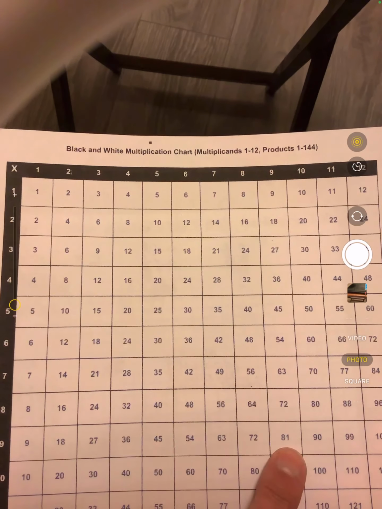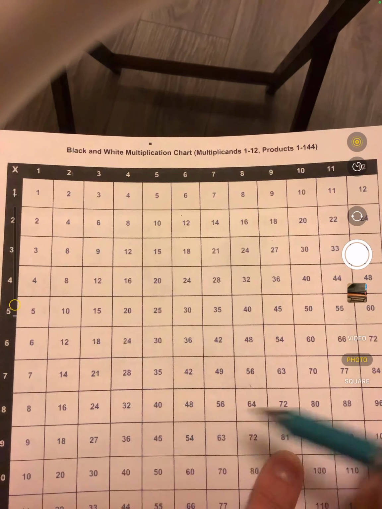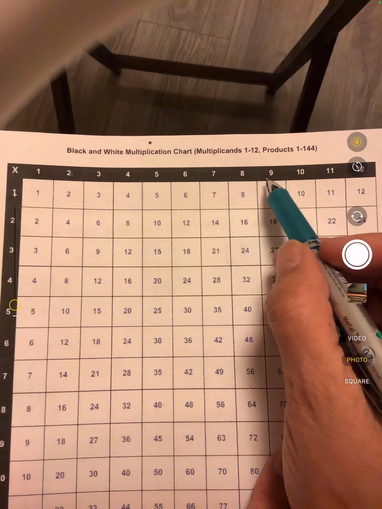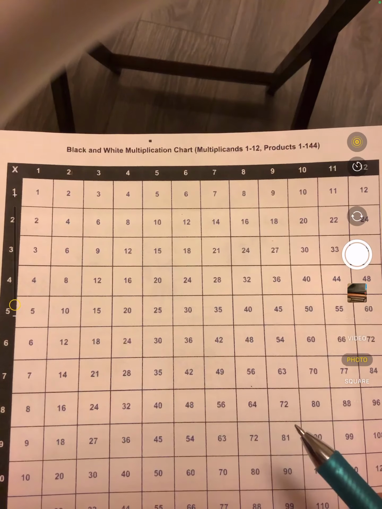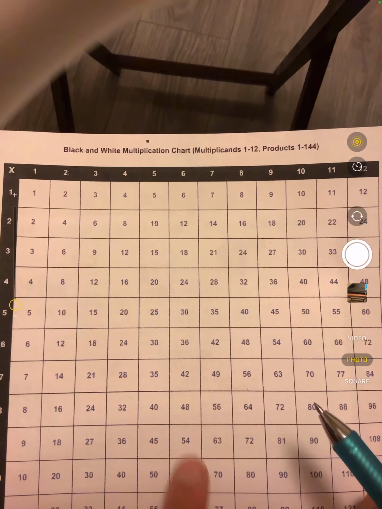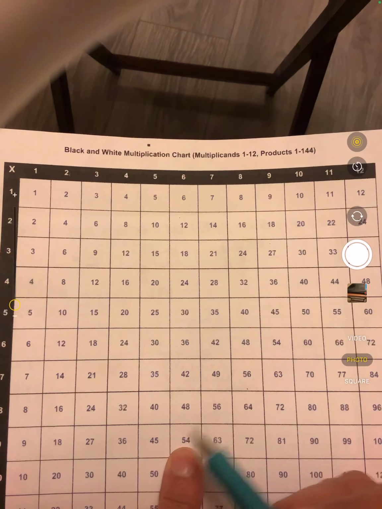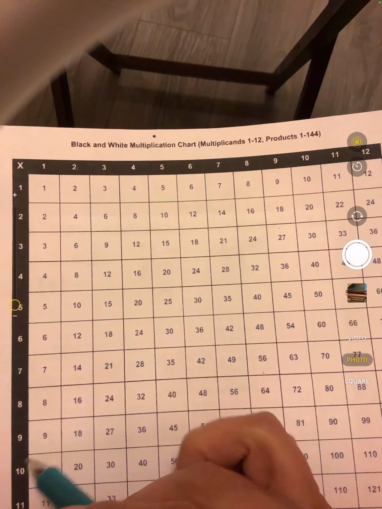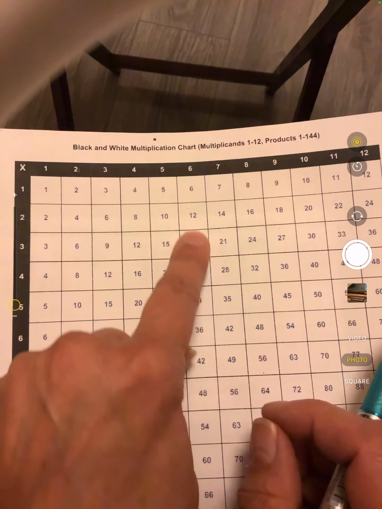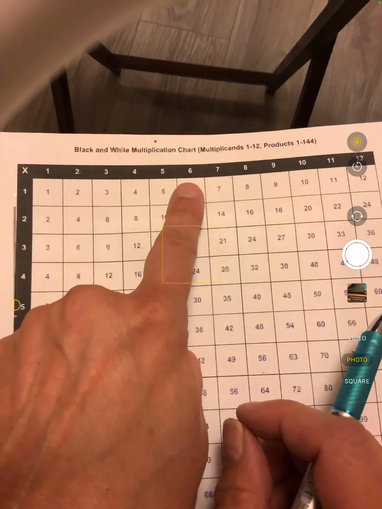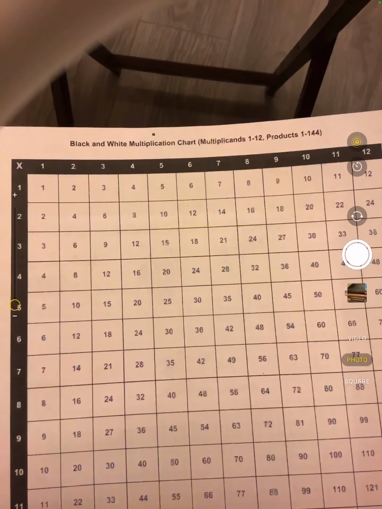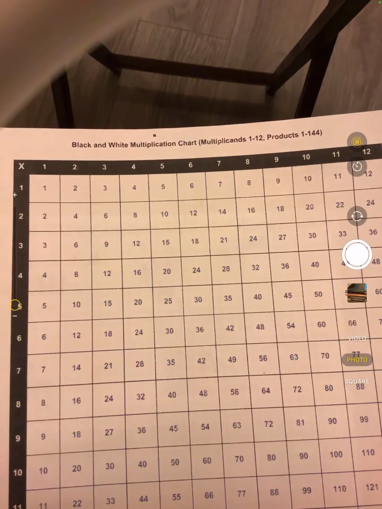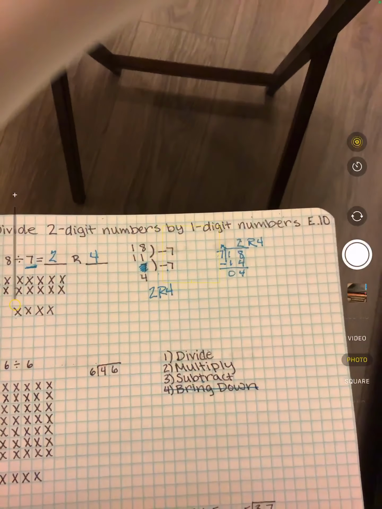81 divided by 9, we go up, we see it's 9, okay? Here's 54. 54 divided by 9, go all the way up to the top, and it tells you 9 goes into 54 6 times. So you can use this backwards to do division, okay? And I'll be showing you that.